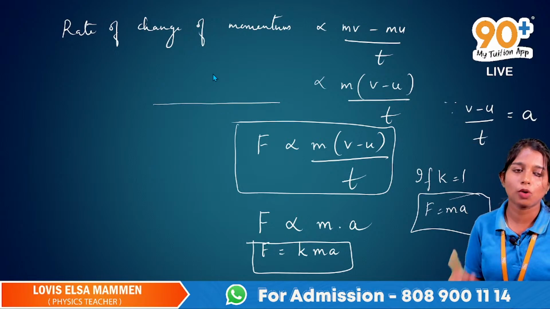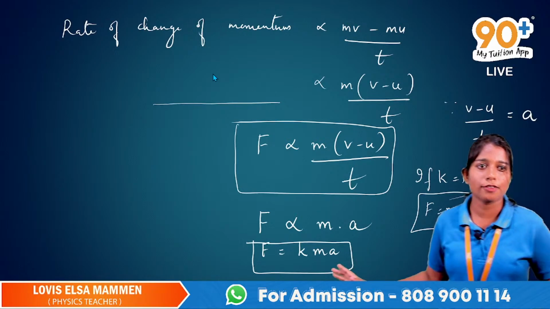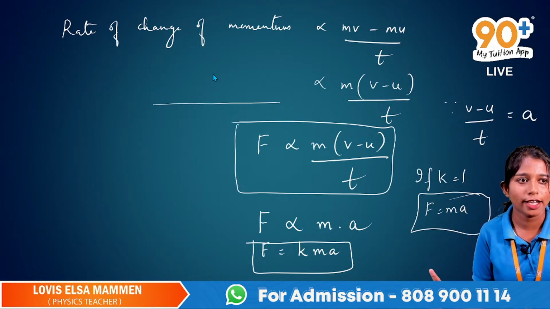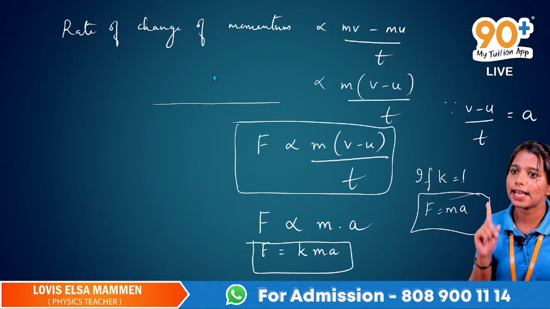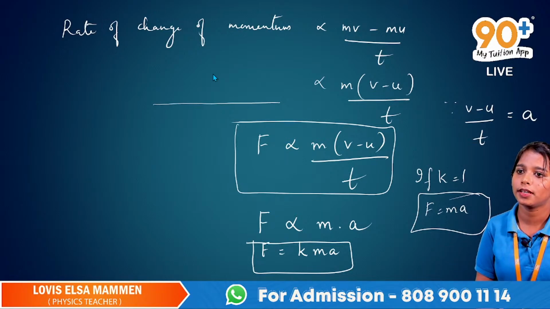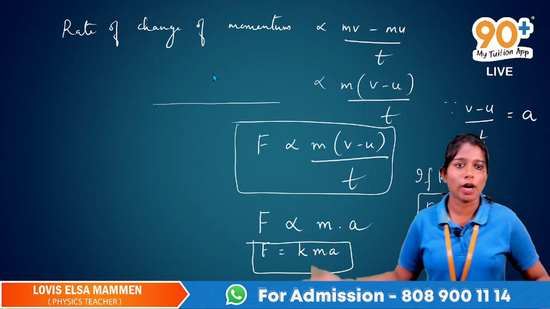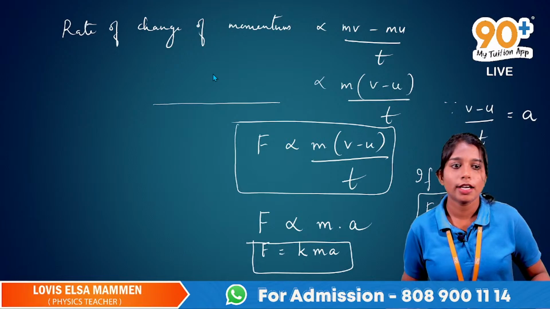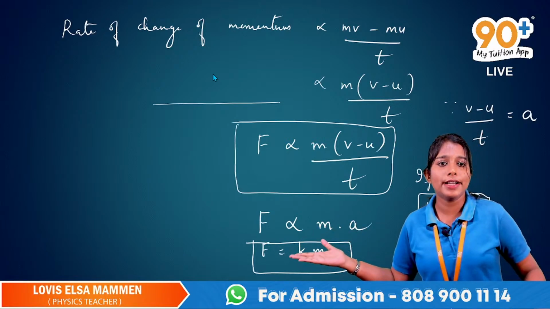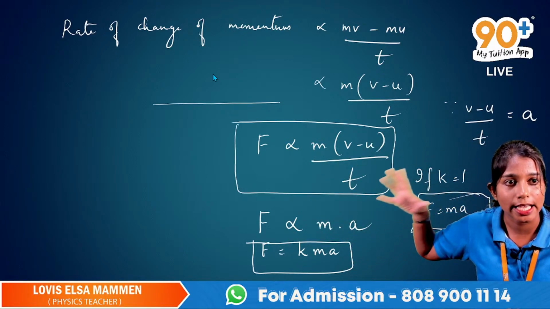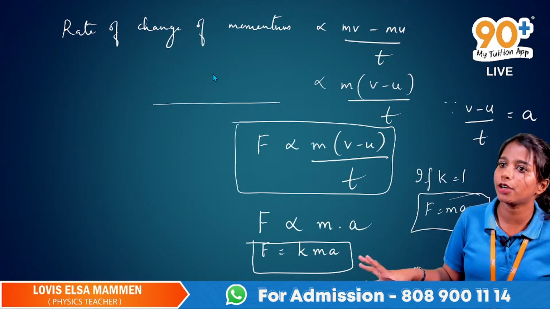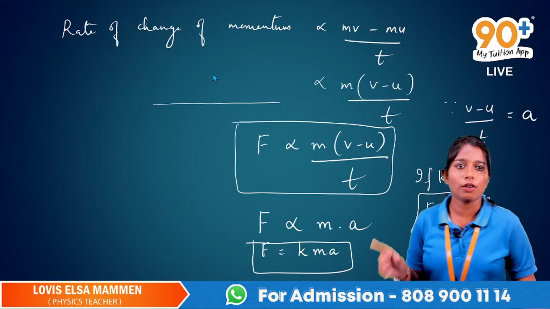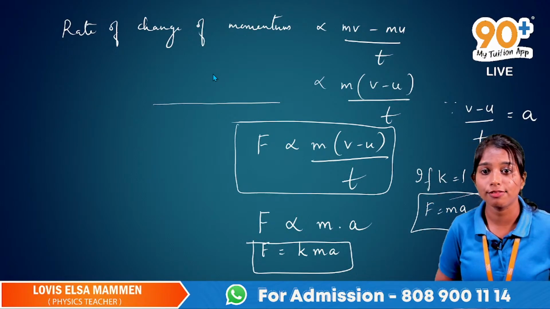Okay, F is equal to ma. Got it? If the value of k is 1, we will get F is equal to ma. For example, if the value of mass is 1 and we got an acceleration of 1 meter per second square, substitute and you will get 1 Newton force. The unit of force is Newton. It's very important. From Newton's second law of motion, you are getting a method to find the value of force, F is equal to ma.